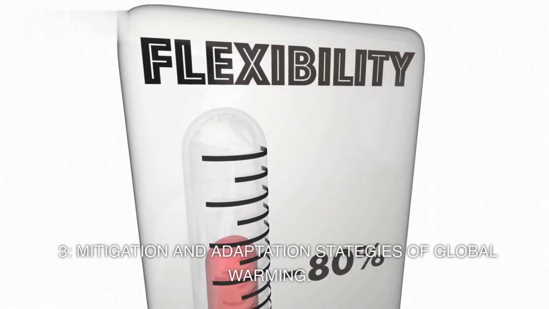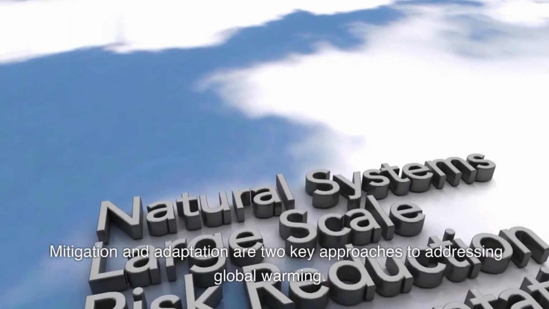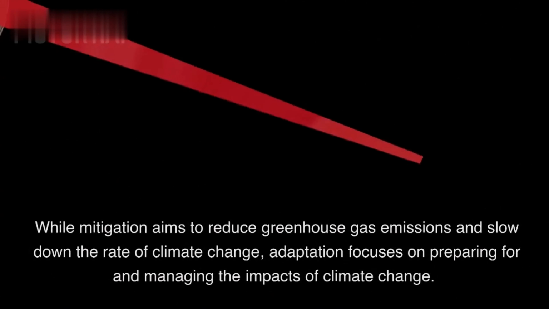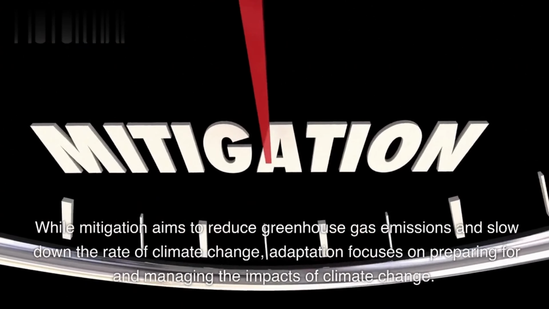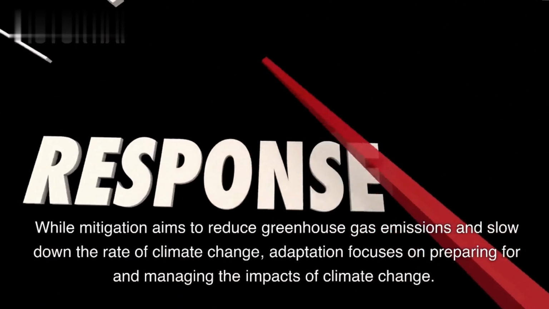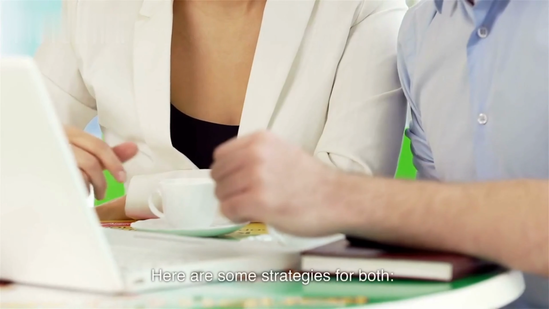3. Mitigation and adaptation strategies of global warming. Mitigation and adaptation are two key approaches to addressing global warming. While mitigation aims to reduce greenhouse gas emissions and slow down the rate of climate change, adaptation focuses on preparing for and managing the impacts of climate change. Here are some strategies for both.